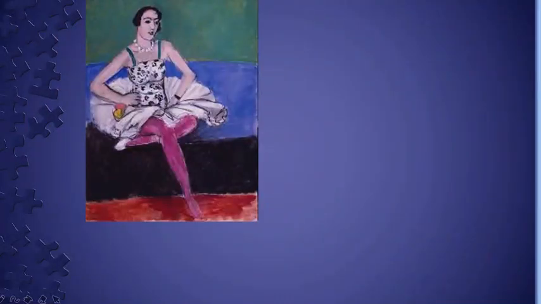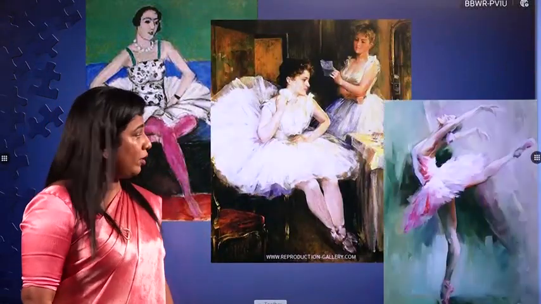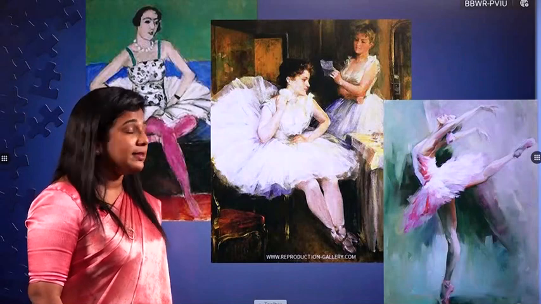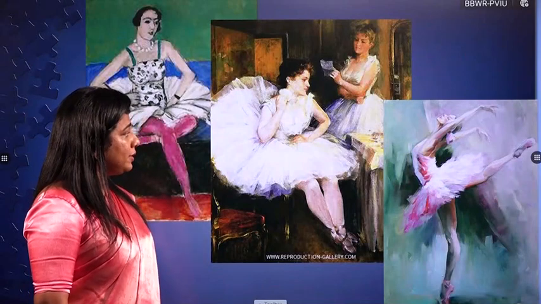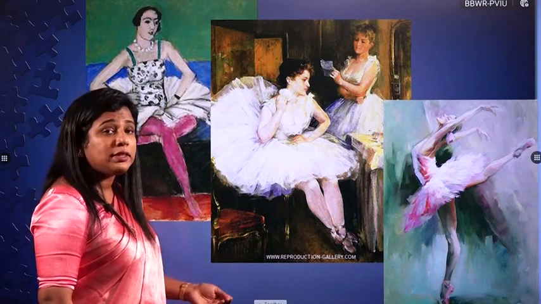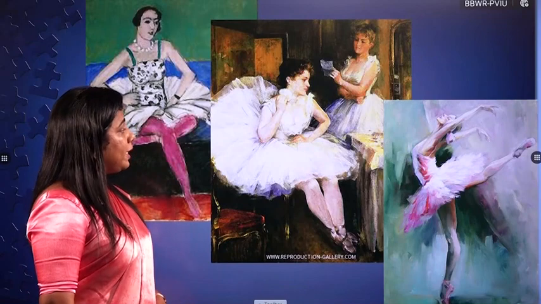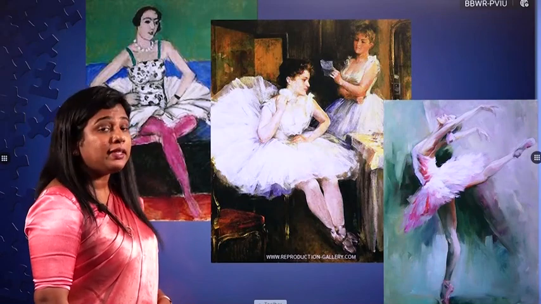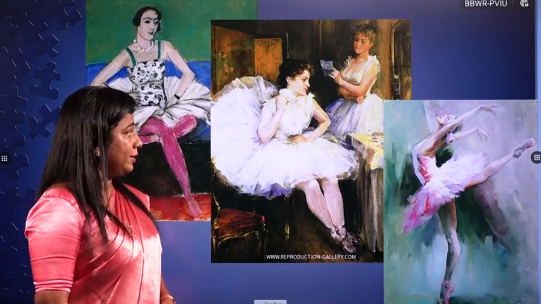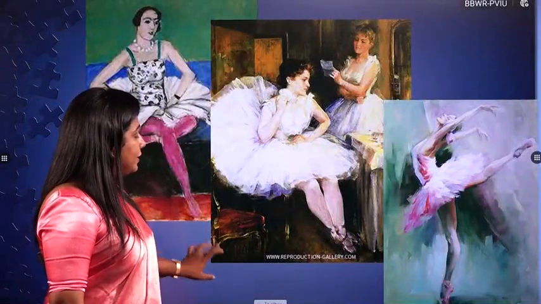We have painting number 1, painting number 2, and painting number 3. All three paintings are of ballerinas, but the brush strokes, the colors, the features are all different from one to another. This is because every artist has his or her own unique style, just as writers do. And what helps writers create that unique style is writer's craft.